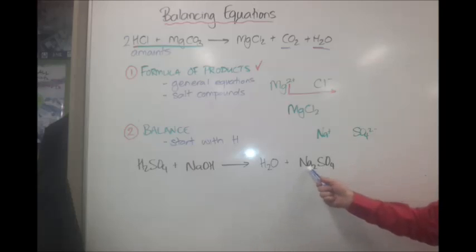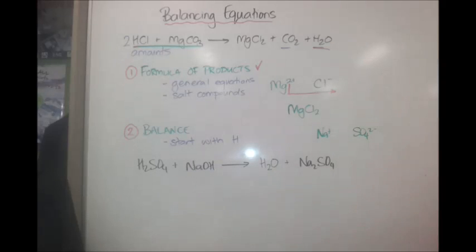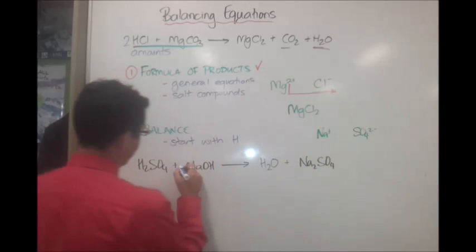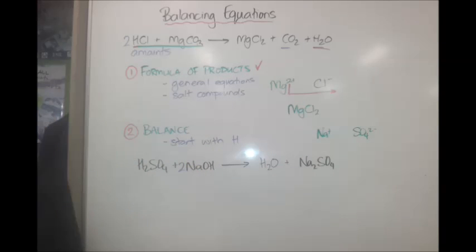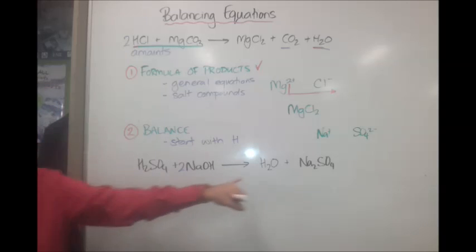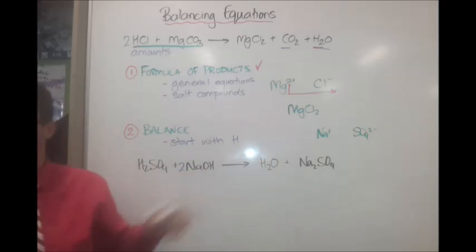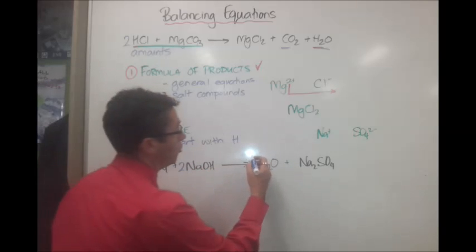So you can see there's 2 here. I need 2 here and I'm not allowed to change the formula, so I put a big 2 there. Well, actually, suddenly that's done a really nice thing for me. It's given me 1, 2, 3, 4 hydrogens here, which means I can get 4 hydrogens here very easily by having 2 water molecules.